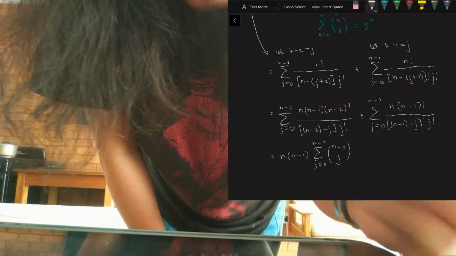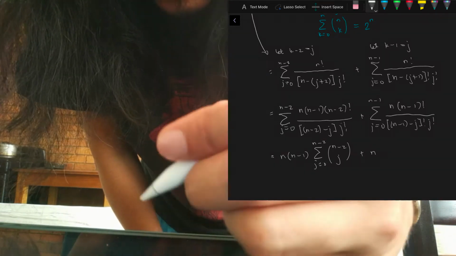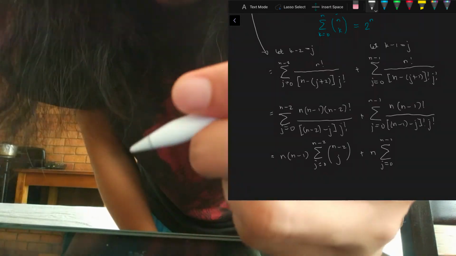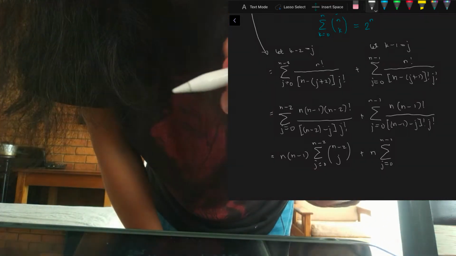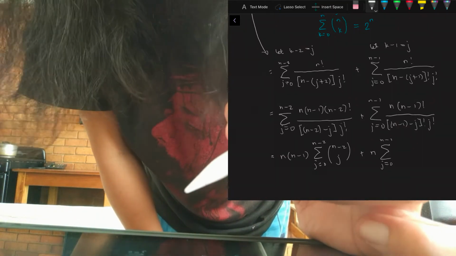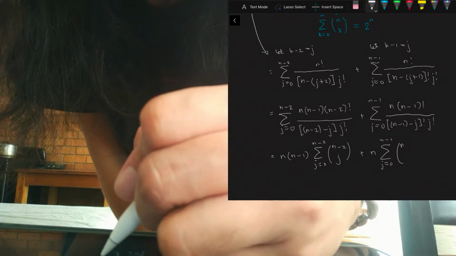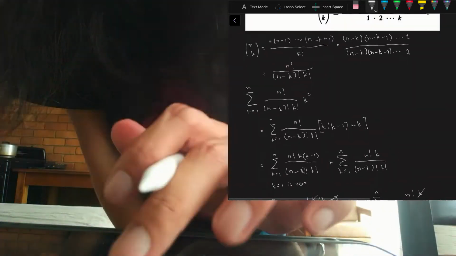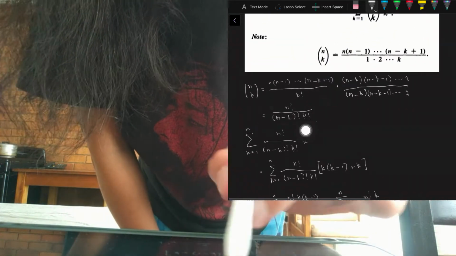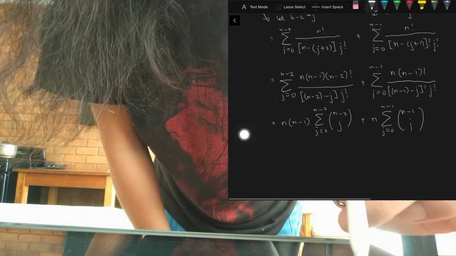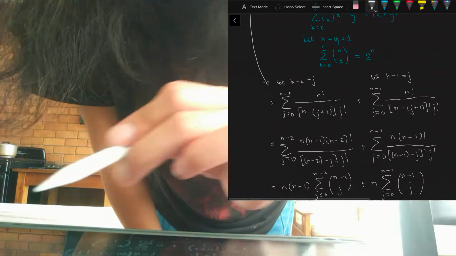Correct? And then the second term, I can factor out n, and then you have the sum of j equals 0 to n minus 1. What is left is n minus 1 factorial all over the quantity n minus 1 minus j factorial, j factorial, that is nothing but n minus 1 choose j. Because note our definition here of our binomial coefficient, we're basically using this definition. All right, so you have that. And then now we can use this identity.